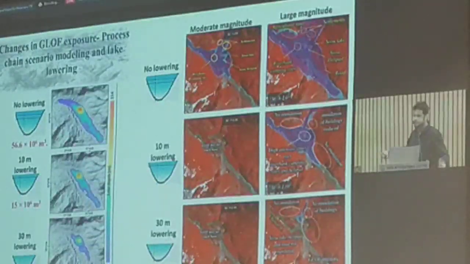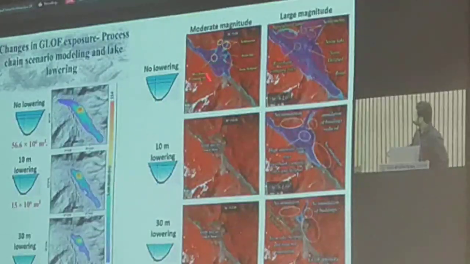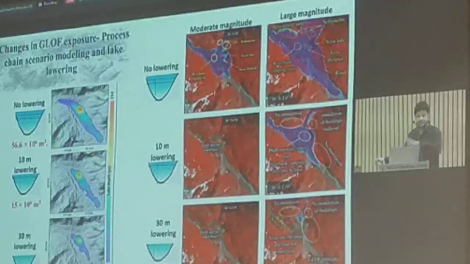Now what impact would it have at Sissu village when we lower it? We see that in the moderate case, if we lower by 10 meters, the flood would not reach. Yeah, this is my last slide. So with 10 meters, there is no exposure.